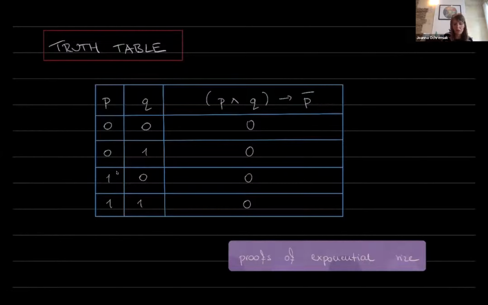So for every truth assignment to P and Q, I tell you, for example, if you assign 0 to P and 0 to Q, then indeed this formula will be unsatisfiable, and so on. I just give you the truth value of the formula for any possible assignment to the variables.